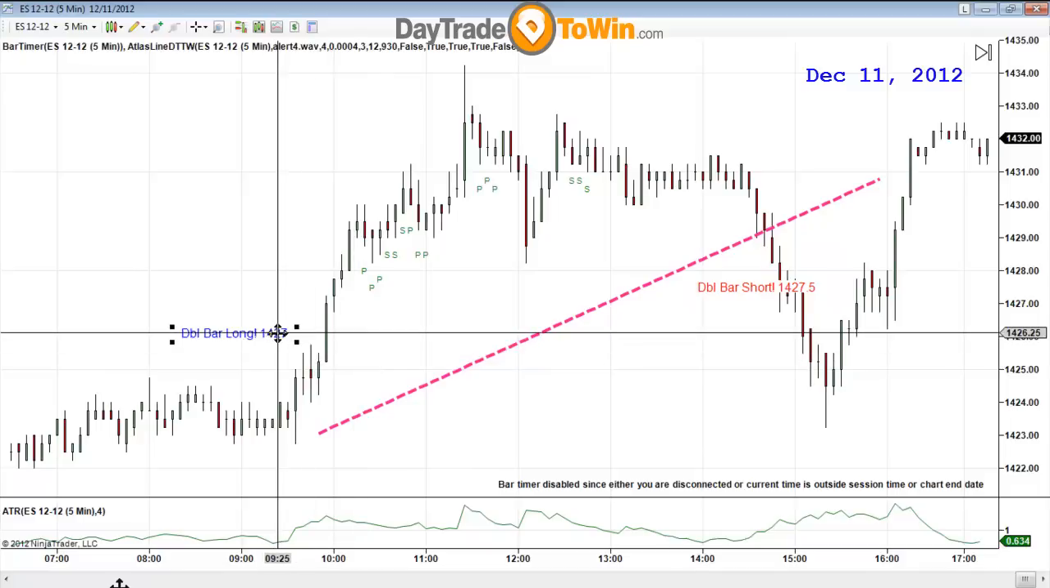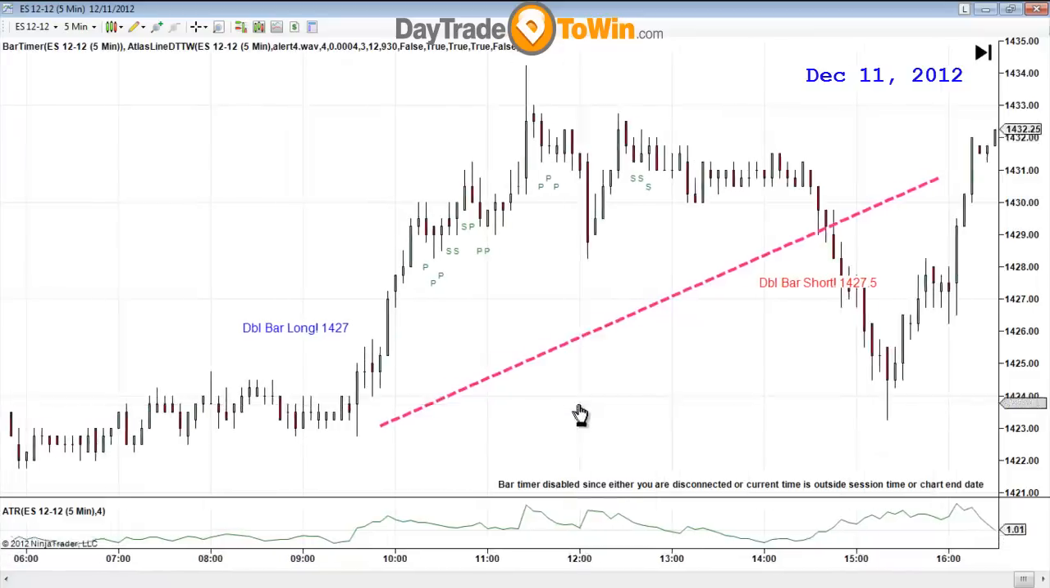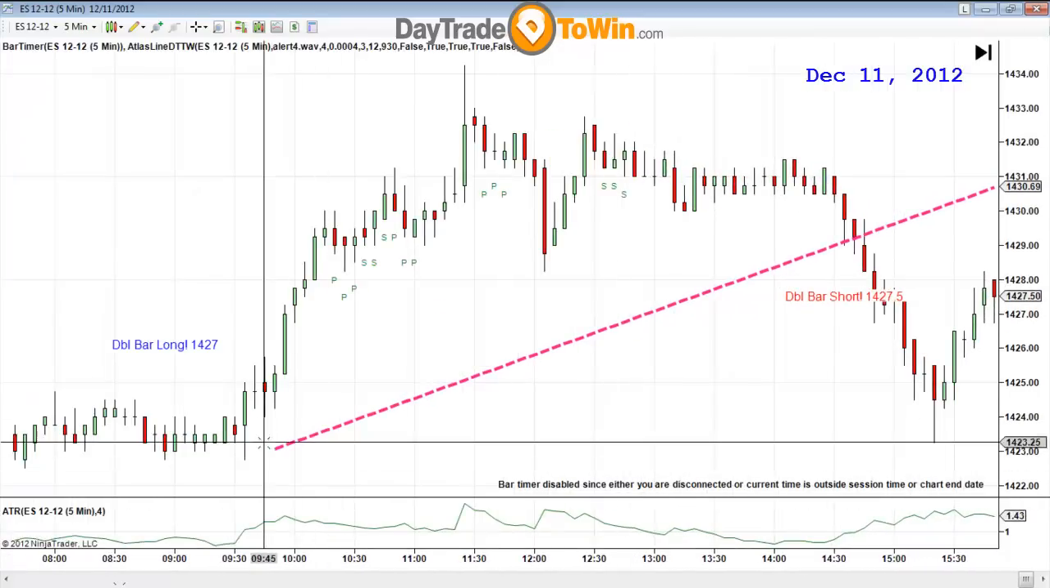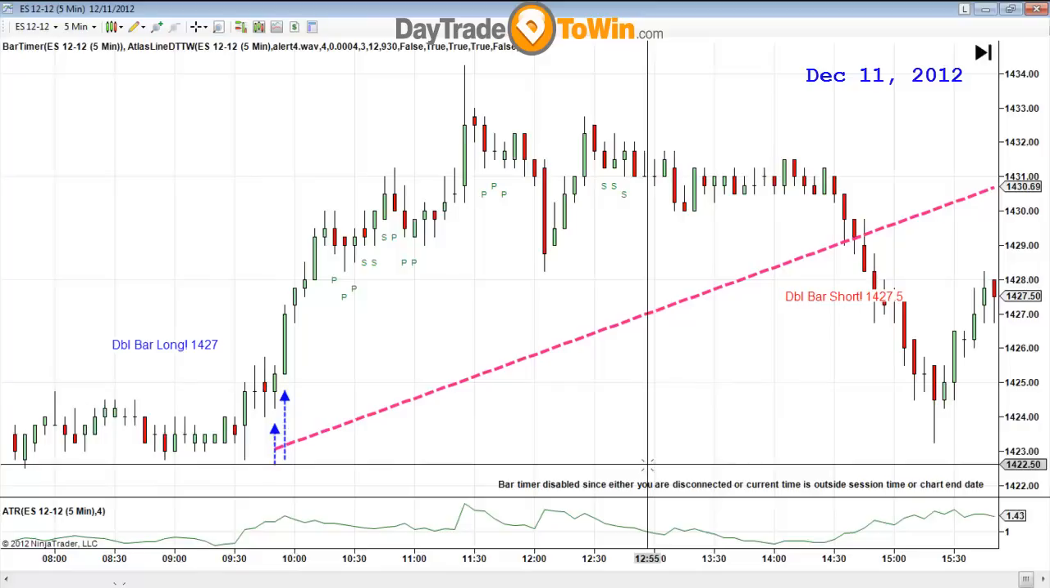This double bar long today at 1427 occurred very simply because two consecutive closes, we have here one, here two, plotted above the Atlas line. So what we're doing is looking at price, how it revolves around the Atlas line, instead of having the Atlas line cross or moving averages or anything like that tell us what to do. What we're really doing is following the price.